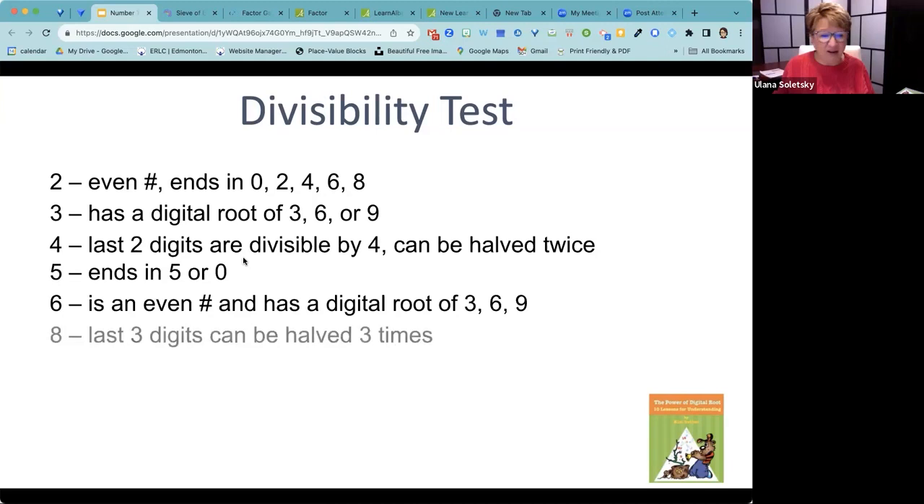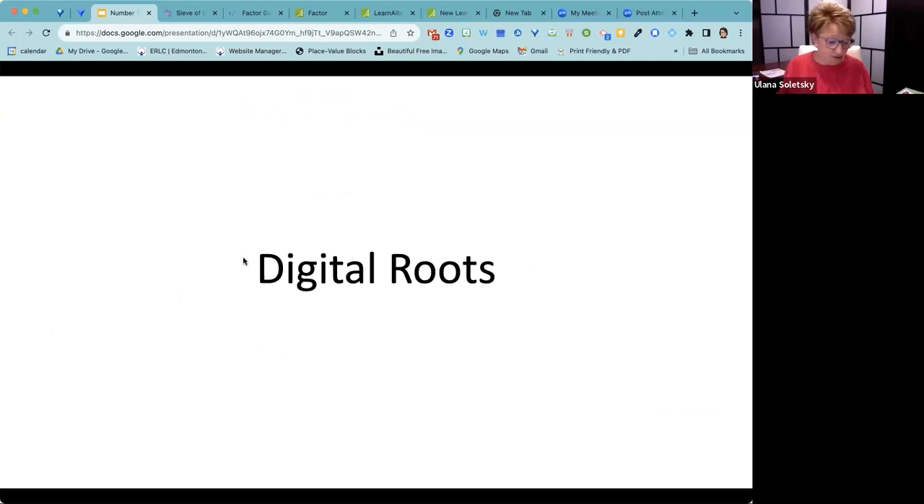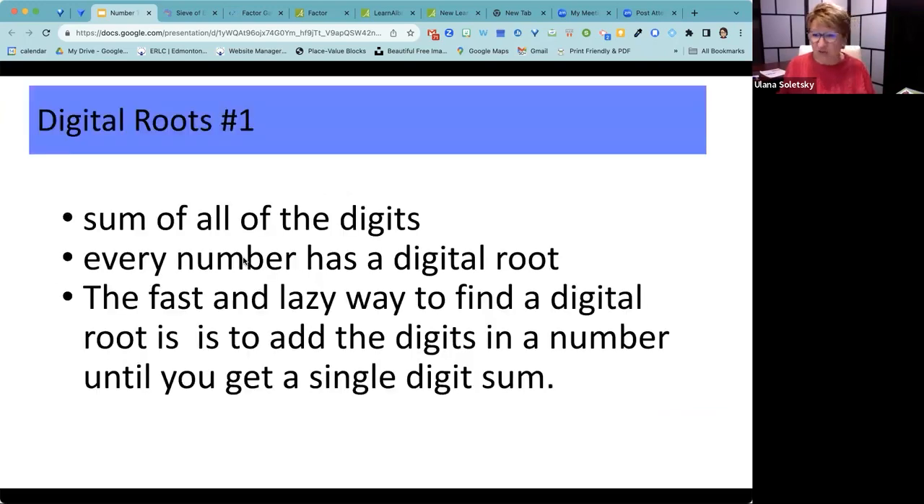5 or 0, again, I went through this on the last page, but instead of saying the sum of the numbers, I've now used the actual word. It's called the digital root. And so what are digital roots? Well, digital roots are the sum of the digits in a number. Every single whole number has a digital root. The fast and lazy way to find a digital root is to add all the digits in a number until you get a single digit number.